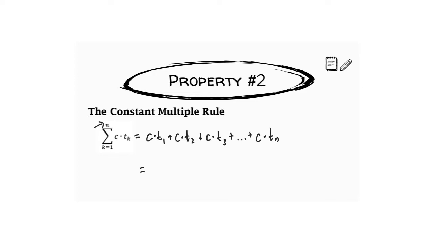Okay, how can I simplify this? Well, I notice that every term has a c, so I can factor it out. And what do I see then? After I factor out a c, I have another series, a much simpler series. And so I can write that series in sigma notation, k equals 1 to n of t sub k. So what this constant multiple rule tells us is anytime you see a constant, maybe 5 or 7 or something like that, multiplied by some other series, pull it out. Factor it out in front of the sigma. Let's look at another problem.